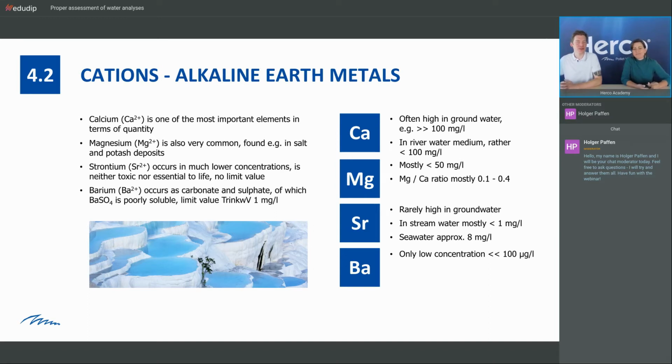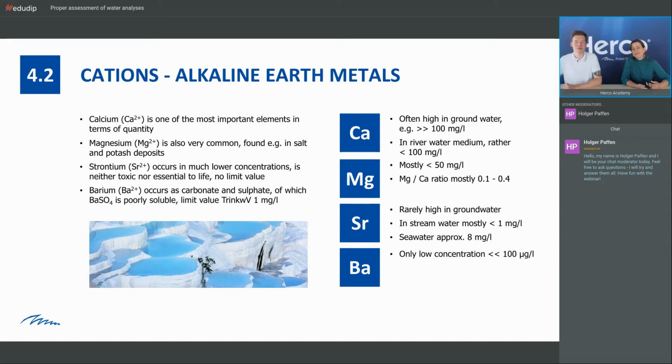So calcium is one of the most important elements in terms of quantity. Magnesium is also very common, found in salt and potash deposits. Strontium occurs in much lower concentration, is neither toxic nor essential to life, with no limit value, and barium occurs as carbonate and sulfate, of which barium sulfate is poorly soluble. The limit in our German Trinkwasserverordnung is 1 milligram per liter.